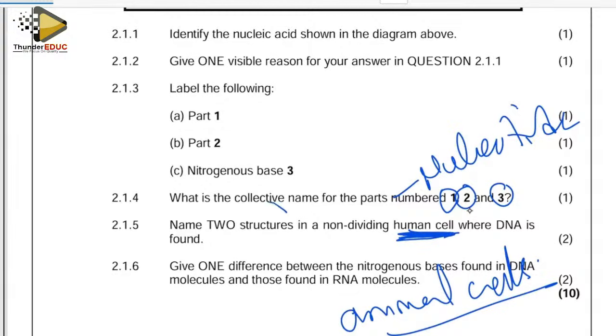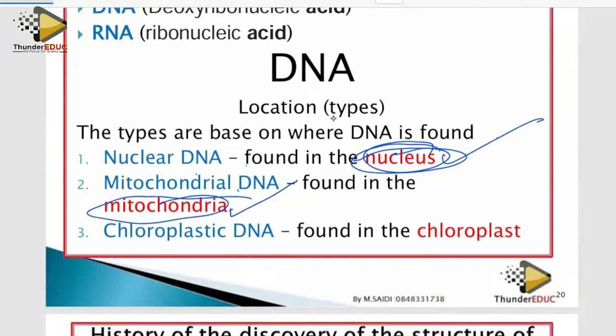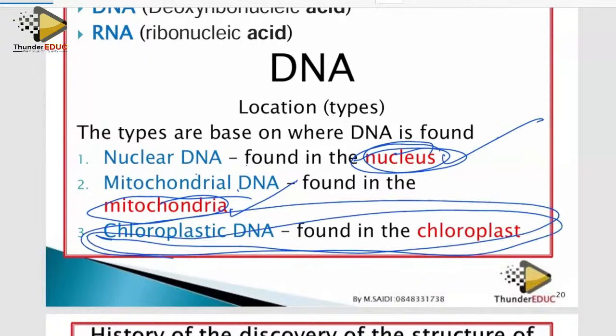But they are saying name two structures. They're not looking for the type, they're looking for where they are found. So it's going to be the nucleus and the mitochondria. If you go back to our distinction material book, you find it here: nuclear DNA is in the nucleus, then mitochondrial DNA is in the mitochondria. So basically, it's the mitochondria and the nucleus. The other one can't be found in the human cell, that's why it's out.